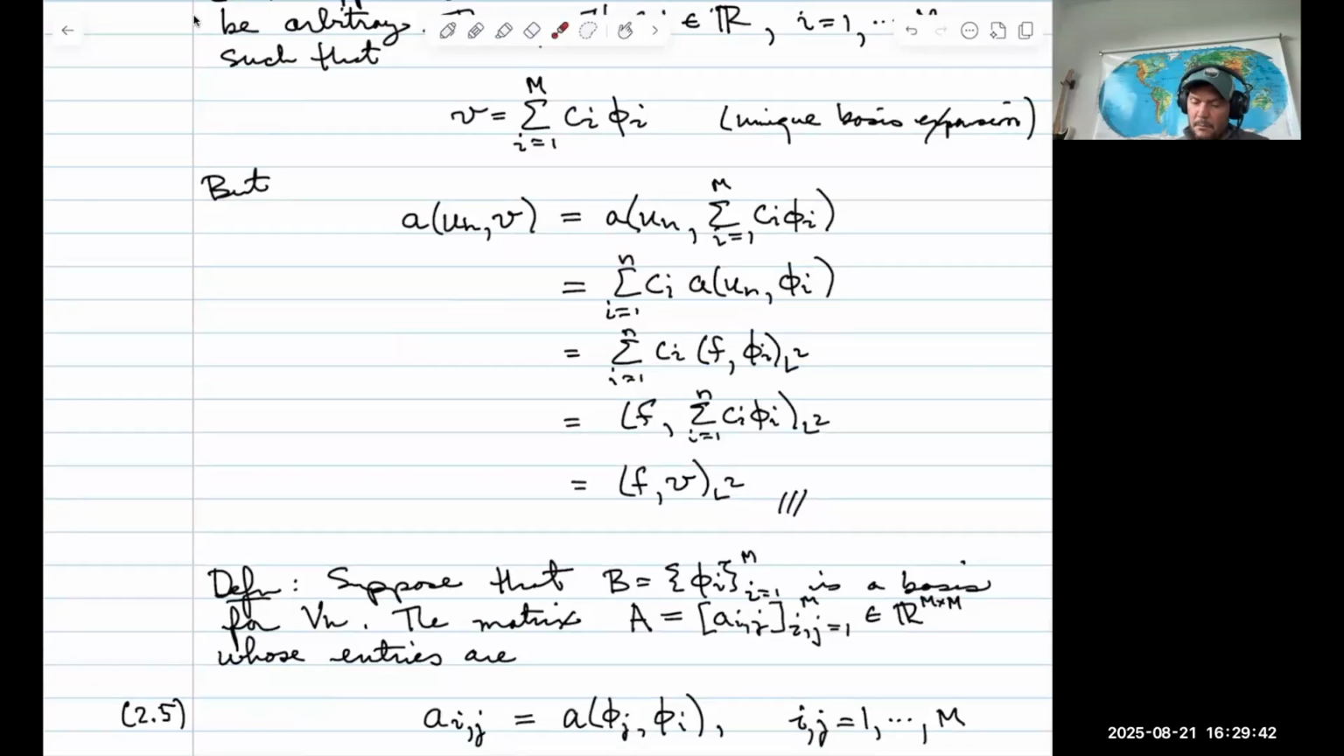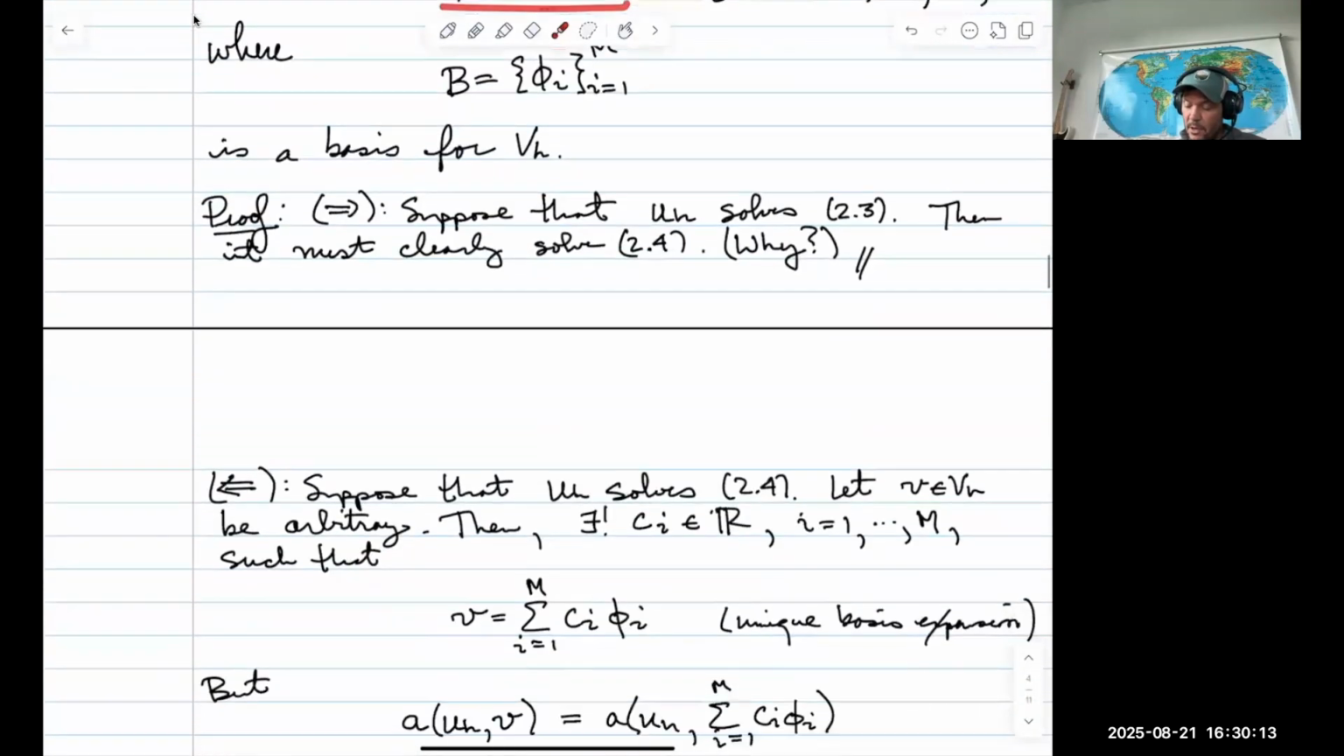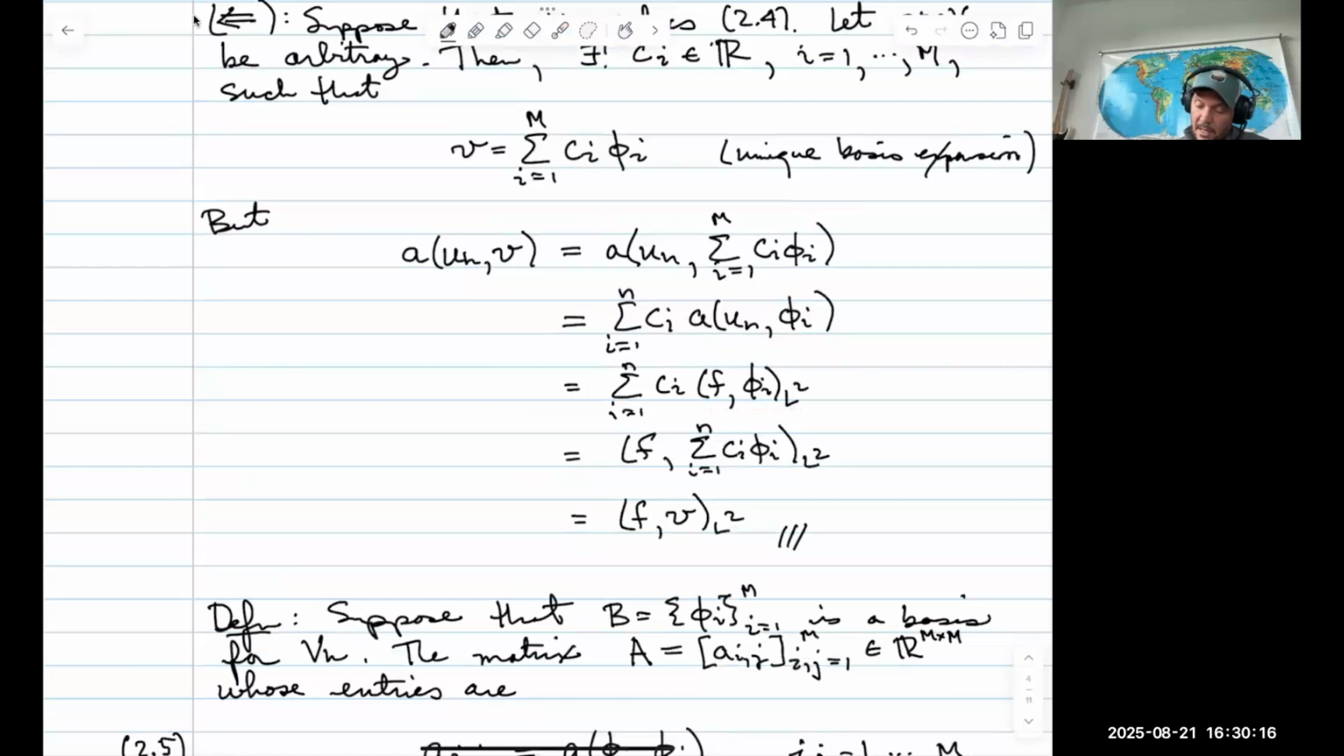So now I want to show ultimately that this is equal to that. And since v is arbitrary, I'll be done. But this is easy to do. So write for this guy, it's a basis expansion. Use the linearity of A in its second component. We pull out the sum and the coefficient c_i. We know that this is equal to that by our assumption 2.4. So let's write that. 2.4 is used there.